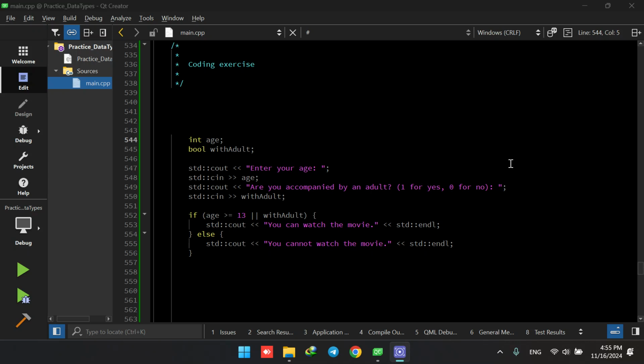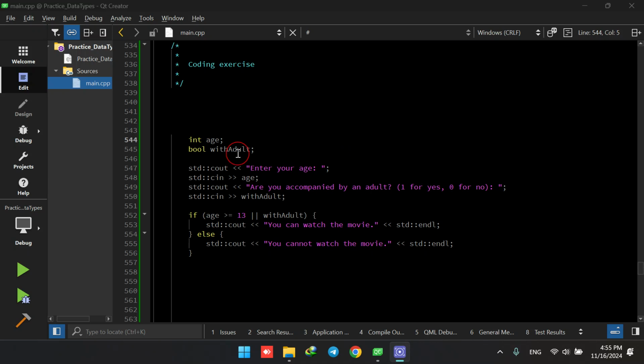So let's try some more coding exercises using logical operators. We would like to see if someone can watch a movie or not. The rule for watching a movie here is that either the person should be above 13 years old, or the person is accompanied by an adult if the age is not above 13.